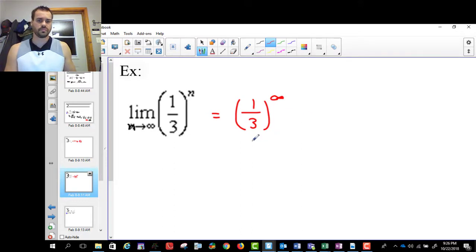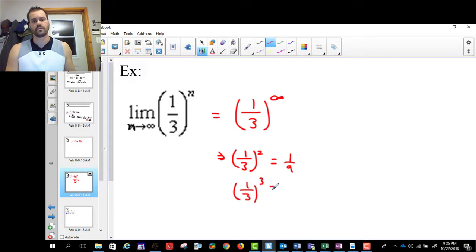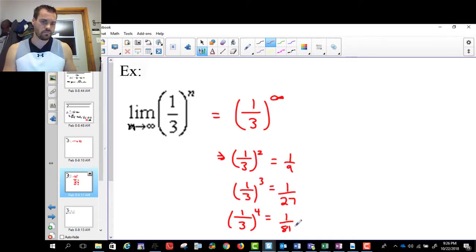So if you think about just 1/3 squared, what that gives me is 1/9, right? If I take 1/3 cubed, that's 1/27. 1/3 to the 4th is 1/81. What's happening is the denominator is getting bigger, the numerator is staying as 1.